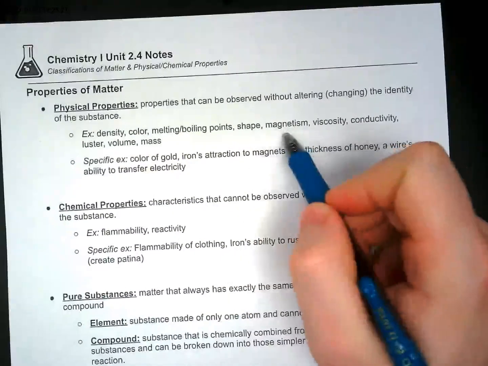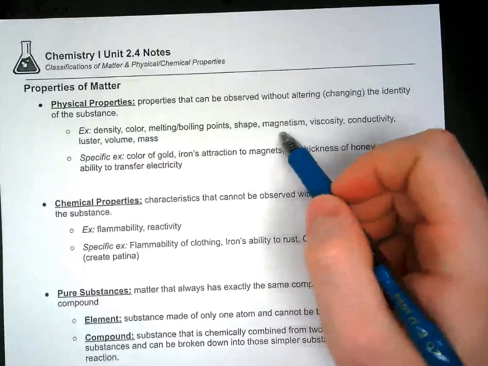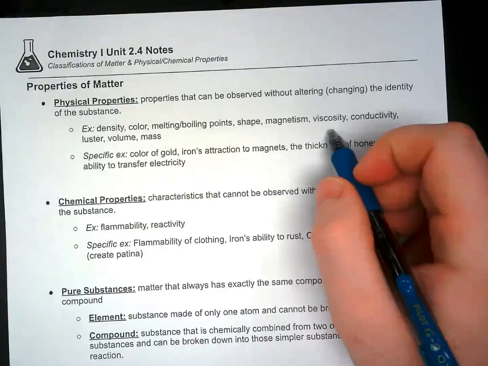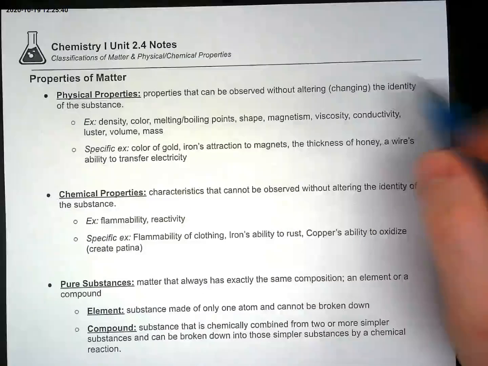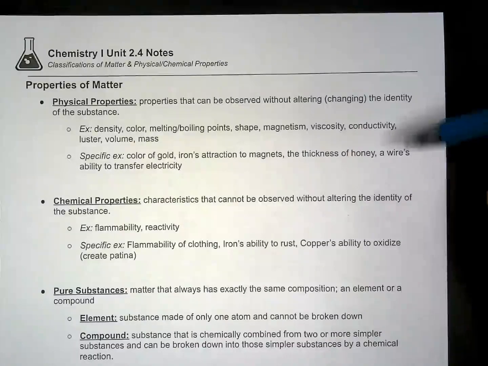The shape of it, magnetism, is it attracted by a magnet or not? Viscosity. Viscosity is more or less how thick is it? Is it syrupy? Or is it super watered down? Does it flow at a high rate, or does it flow at a very low rate? Okay, that's viscosity. Conductivity. How well does it conduct electricity?